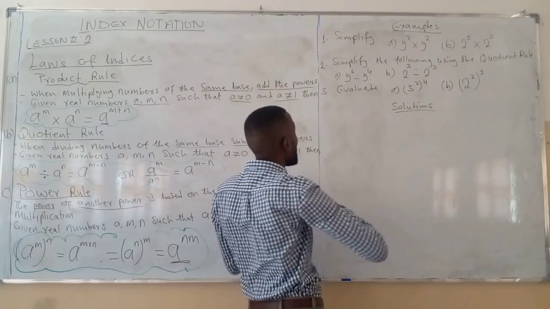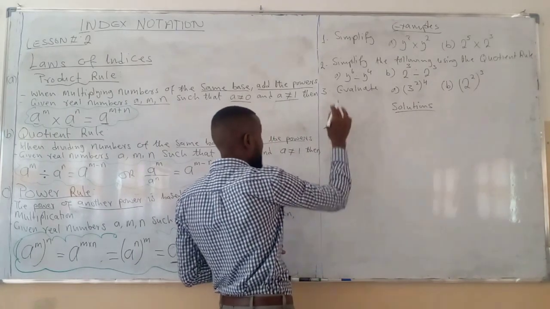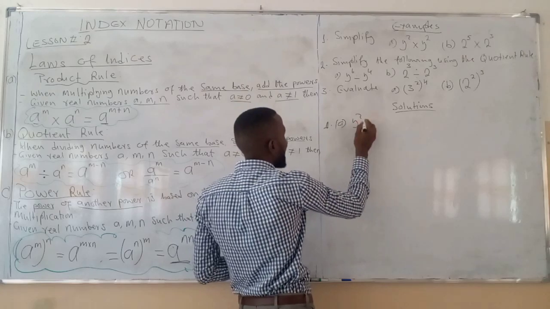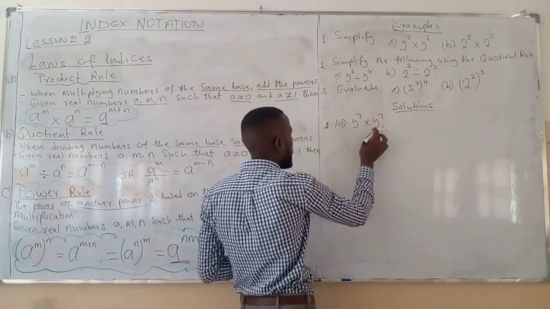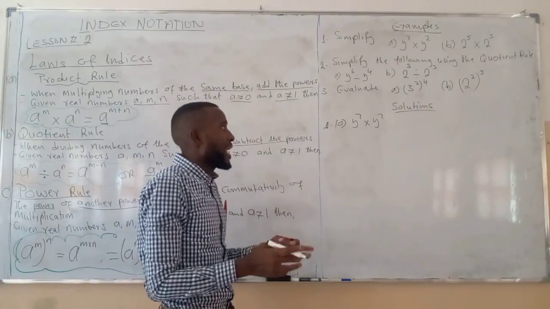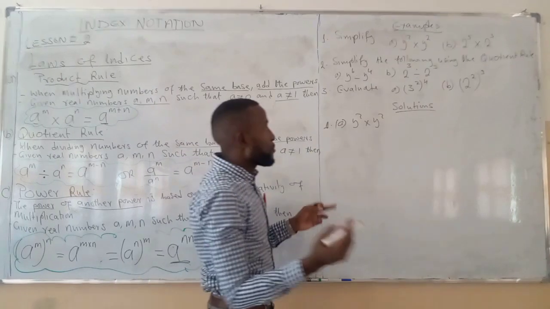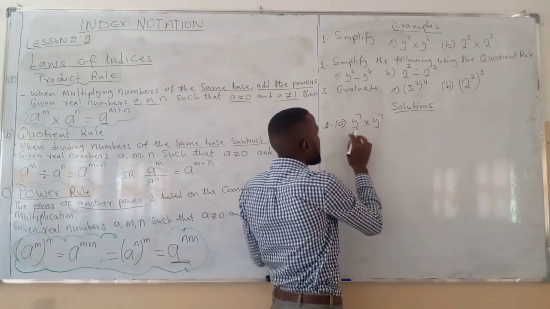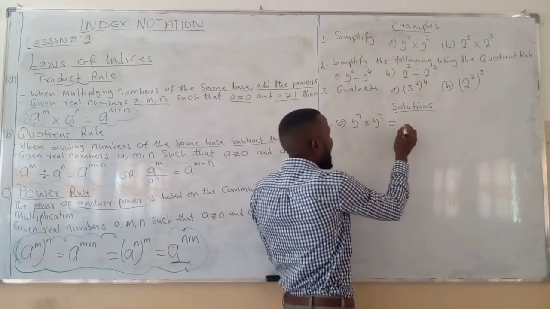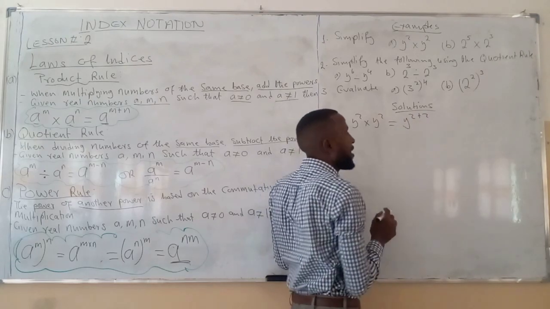When you look at this question, which is question number 1a, the question is y squared times y squared. Now look at the base. The bases are the same. Automatically you know that I'm going to apply what we call the product rule, because we are multiplying. And the product rule simply states that if I have the bases which are the same, I need to maintain the base, which is y, and add the powers.